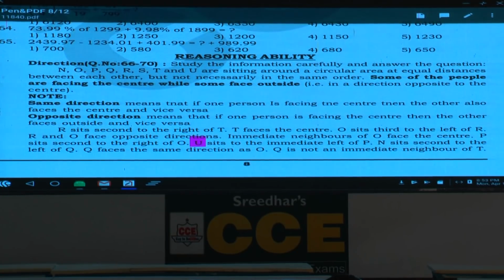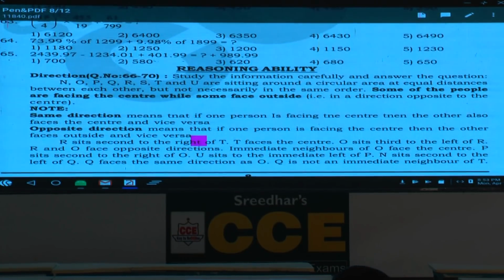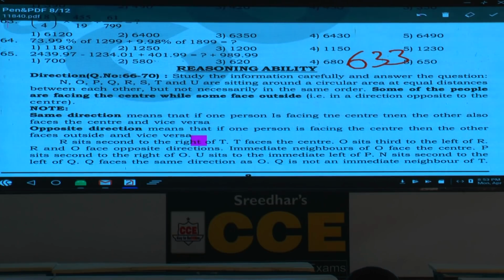Paper number 633. Question number 66 to 70. Now in these questions, 66 to 70, first let us go through the information here.